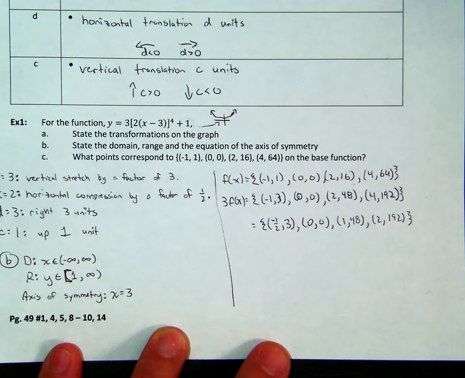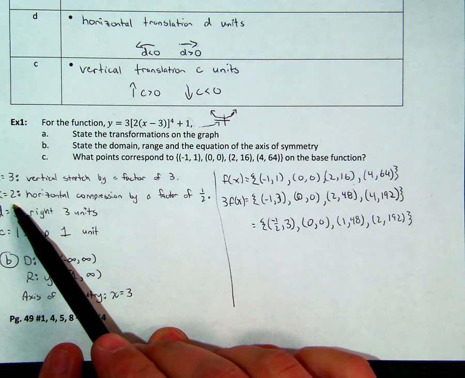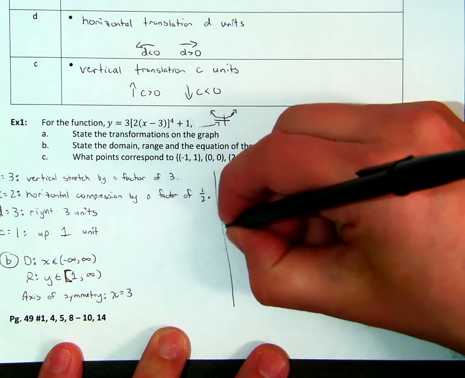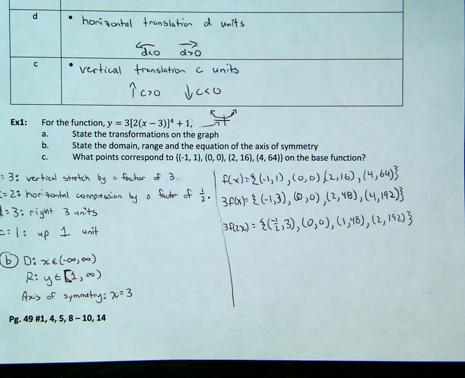Close the set bracket. When I go to label it, if you look at the top, k is inside of f but in front of x, so it's going to be 3f(2x). That's what that looks like.